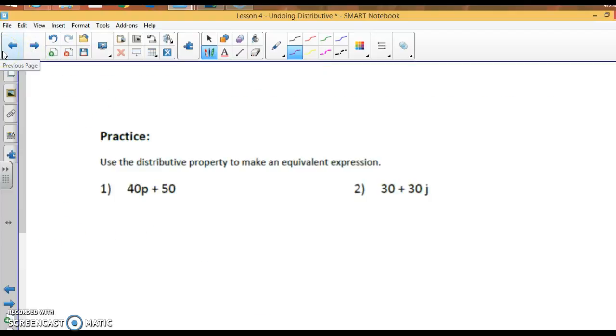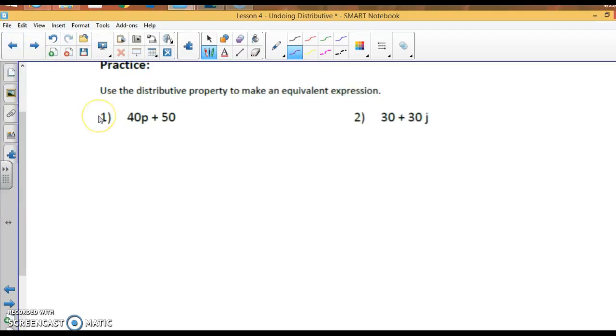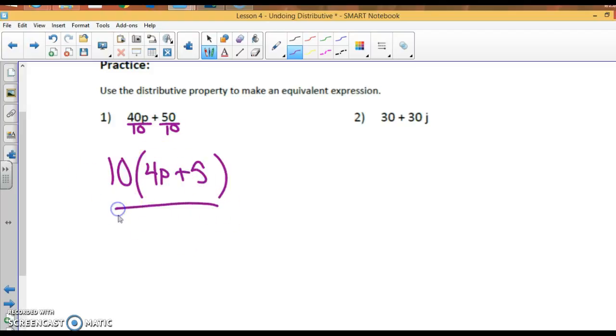All right, let's try some of these. So you are factoring. What can I divide into 40p and 50? I can divide them both by 10. So that is going on the outside of the parentheses. I'm going to divide by 10, divide by 10. 40p divided by 10 is 4p. Positive 50 divided by 10 is positive 5. If you use the distributive property on this, you will get what you started with.